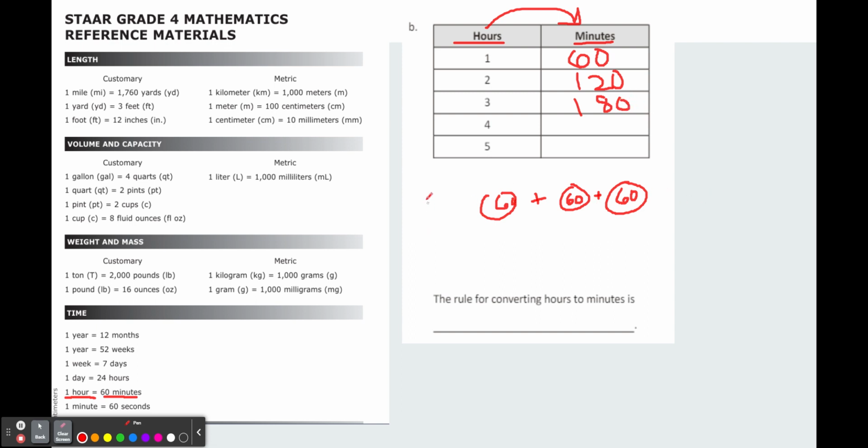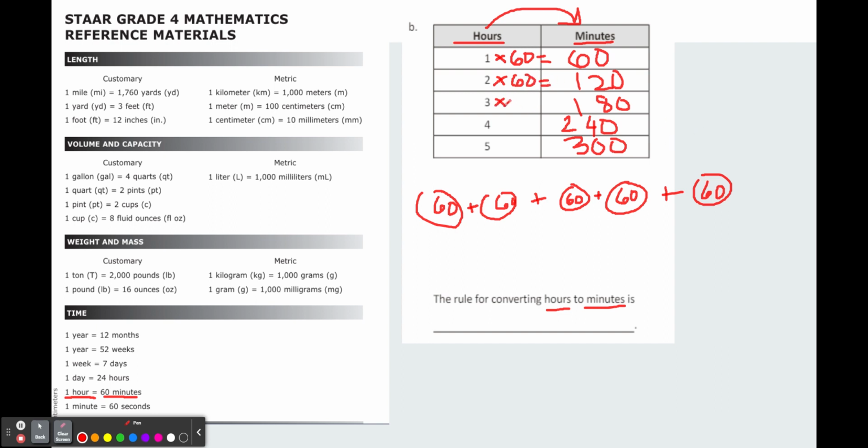If I have 4 hours, that's going to give me 240 minutes. And then if I have 5 hours, that's going to give me 300 minutes. So what is the rule for converting from hours to minutes? This looks very similar to converting minutes to seconds, except we have 1 hour. I'm going to multiply that by 60, and that gives me 60 minutes. What if I have 2 hours? Well, now I have 2 groups of 60. So that's going to give me 120 minutes.